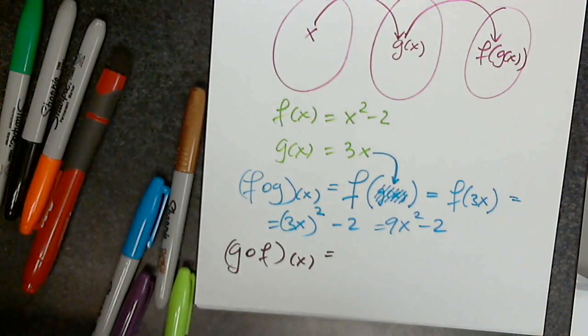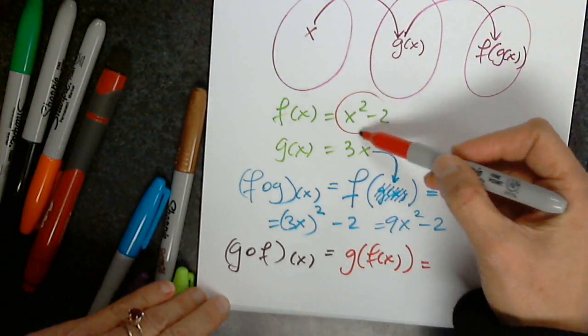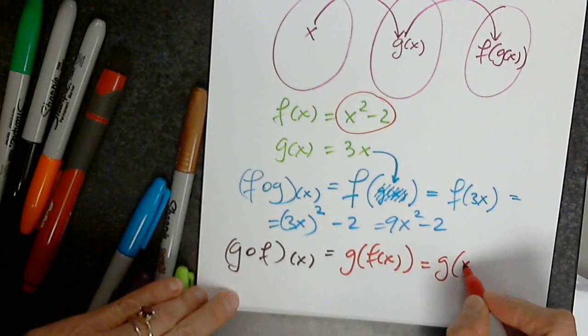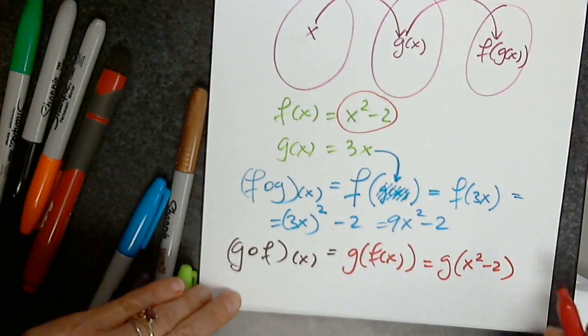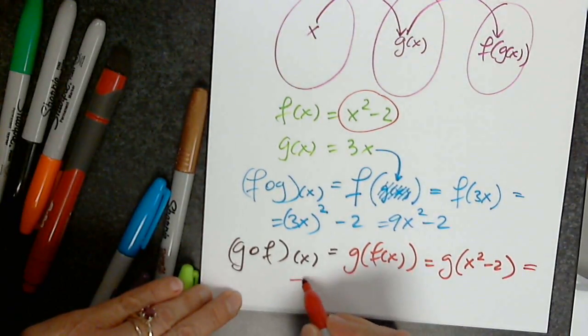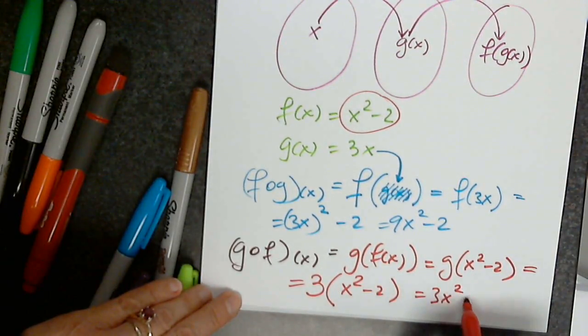Good. So this by definition is g of f of x. So now I replace f inside g. And I look at g. G says 3 times whatever. This is my new whatever. So I have 3 times whatever, which is 3x squared minus 6.